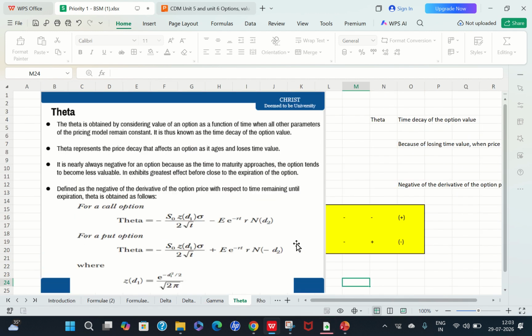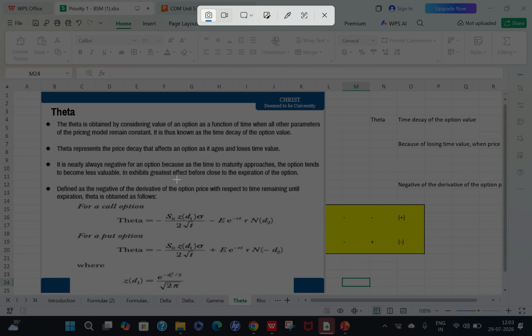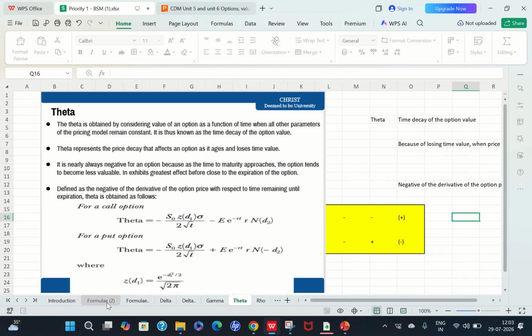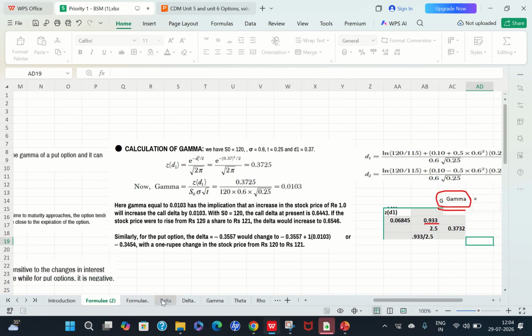So theta, what is the formula? For a call option, it is always negative. For a put option also, it is always negative. Yeah. Theta starts with T, time. So any time decay of the option value that is having a predominant impact on the value of the option will be quantified by theta. So theta formulas we have already given. You just have to incorporate the values here.